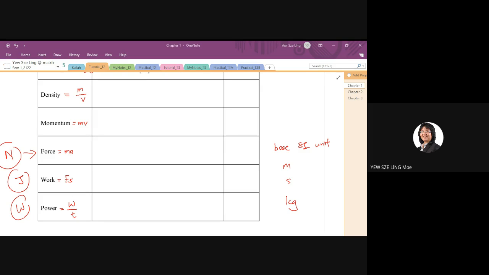Oh, good. You guys can copy what Akram did in the chat. All right, so straight away, you put the answer for all five questions: density, momentum, force, work, and power, and then give me the unit.